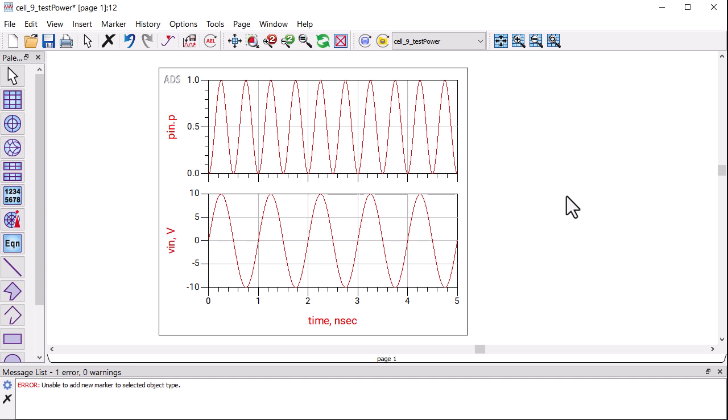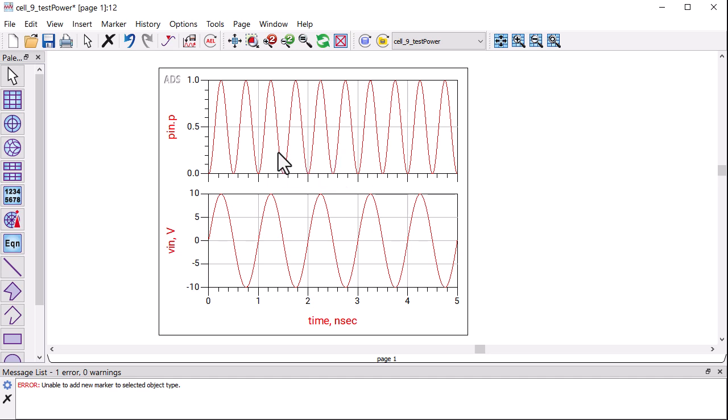This diagram is the power signal. The peak power is 1 watt, and to calculate the RMS power, we simply divide that by 2. It is also important to note that the frequency of the power signal is double the input frequency. So if the input voltage signal is at 1 GHz, the power signal will be at 2 GHz. You can see this clearly in this diagram.